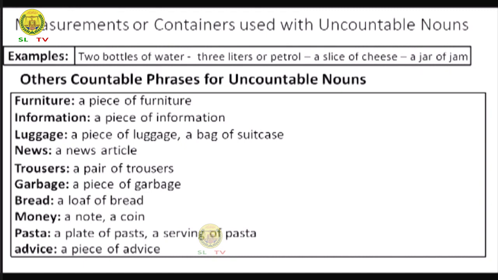So these are also the measurements or the containers or the phrases that you can use before the uncountable. For example, a piece of furniture. A piece of information. A piece of luggage. A bag of suitcase. A news article. A pair of trousers. A piece of garbage. A loaf of bread. A note of coin. A plate of pasta. A piece of advice. You can also say a piece of advice.